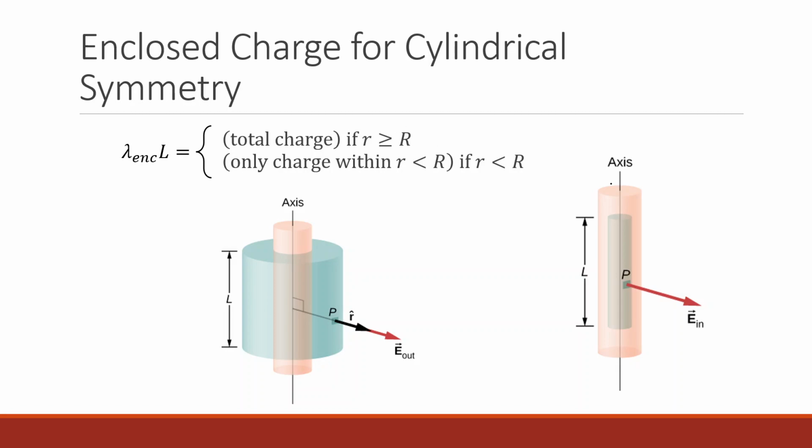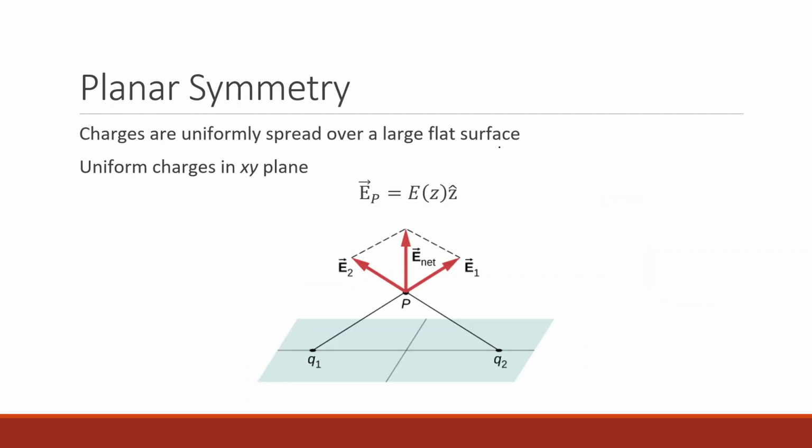If we have r less than capital R, so our capital R is larger here, it goes out to here, then we will need to say our Q enclosed is only the charge within this bit, within that Gaussian surface. All right, let's look at our last one, which is planar symmetry.